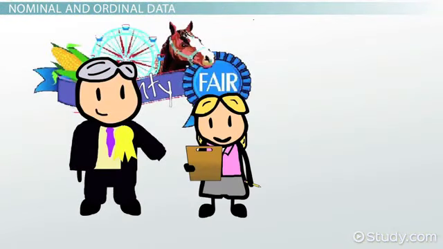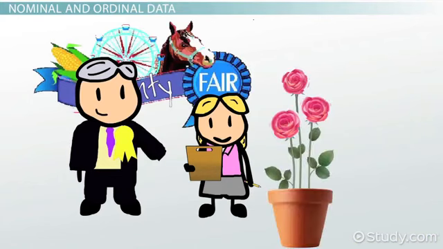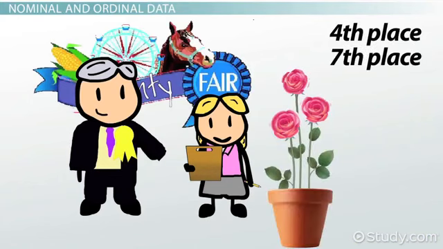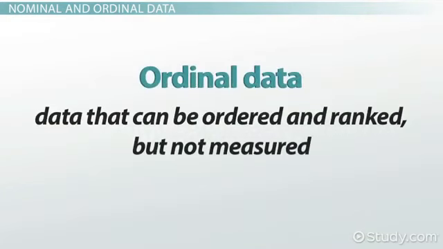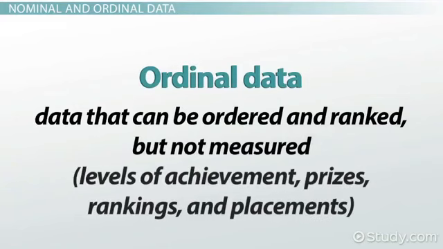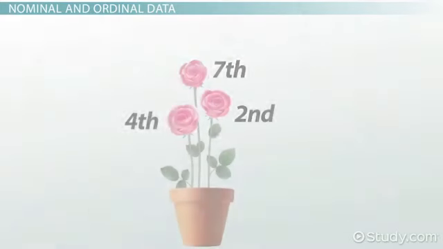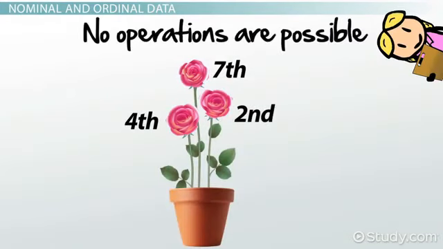Next, Chloe has entered her roses into a local gardening competition. She had 1 rose get 4th place, 1 got 7th place, and 1 got 2nd place. These rankings are an example of ordinal data, which is data that can be ordered and ranked but not measured, such as levels of achievement, prizes, rankings, and placements. Similar to nominal data, ordinal data cannot be multiplied, divided, added, or subtracted.